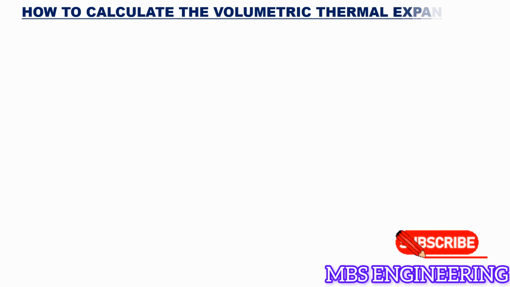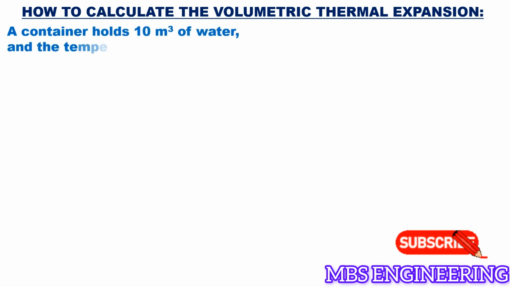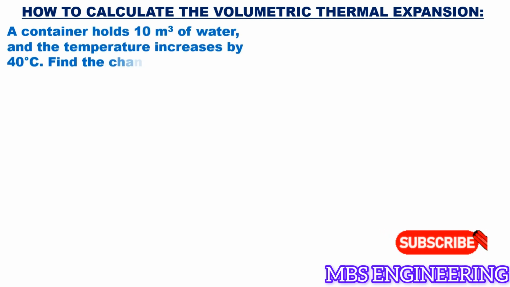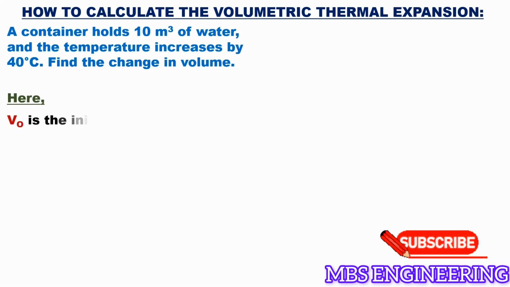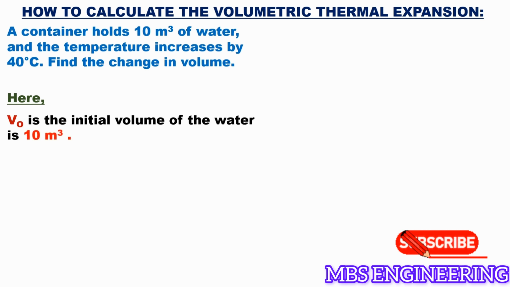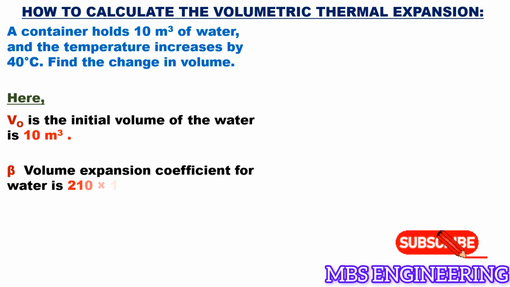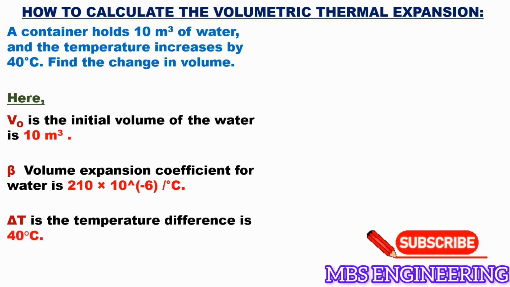Next, we will learn and understand how to calculate the volumetric thermal expansion. The sample example with calculation is as follows. A container holds 10 meter cubes of water and the temperature increases by 40 degrees Celsius. Find the volume change. Here, V0 is the initial volume of the water, 10 meter cube. Beta is the volume expansion coefficient for water, 210 into 10 power minus 6 per degree Celsius. Delta T is the temperature difference, 40 degrees Celsius. Delta V is the volume change.